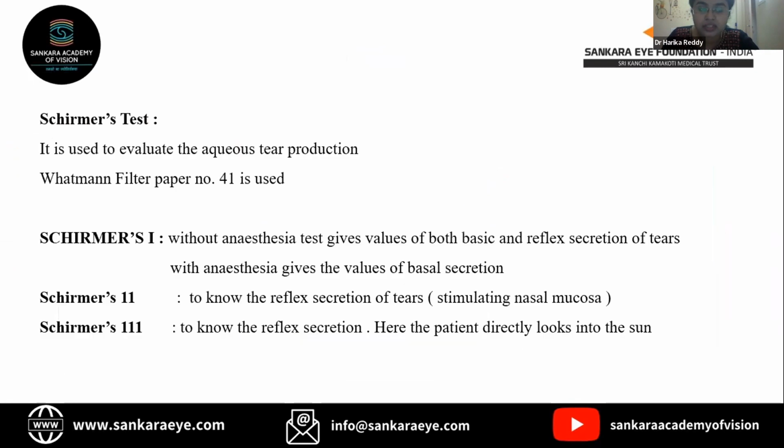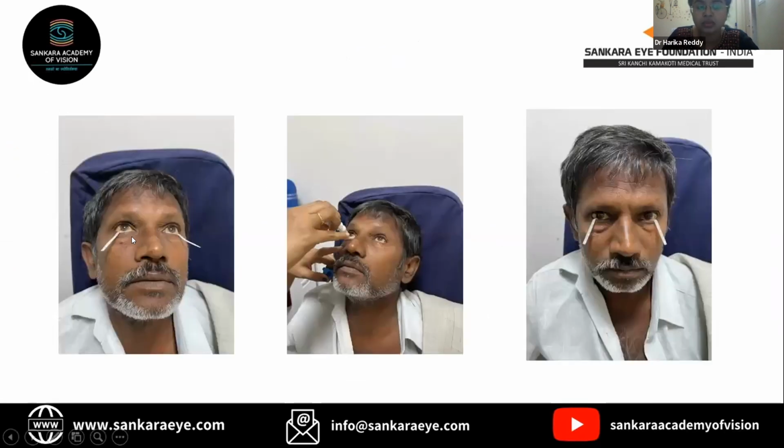Coming to the tear film tests, there are various tests. Coming first to the Schirmer's test, it is used to evaluate aqueous tear production. We use Whatman filter paper number 41. There are three types of tests in it: type 1, 2, and 3. In the first test, it is done without anesthesia, and we check both basal and reflex tear secretion, whereas after putting anesthesia, we check the basal tear secretion.